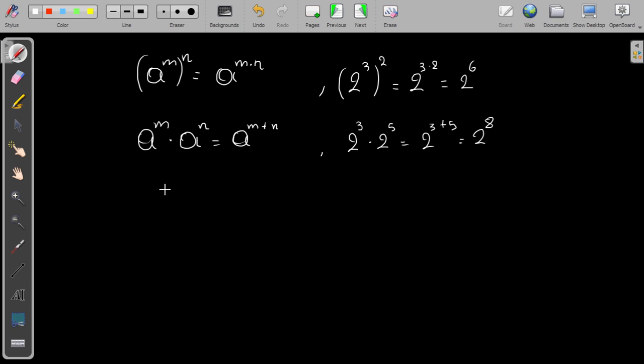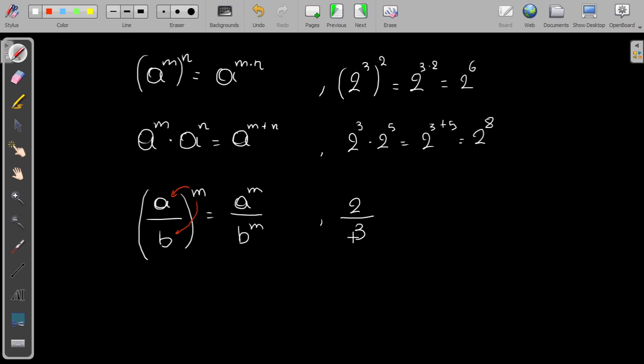Obviously, the same laws apply if I have a fraction. A over b, to the power of m, is going to be a to the power of m over b to the power of m. So with this one, the index goes to the numerator and to the denominator. 2 over 3 to the power of 3 is equal to 2 to the power of 3 over 3 to the power of 3, which is 8 over 27.